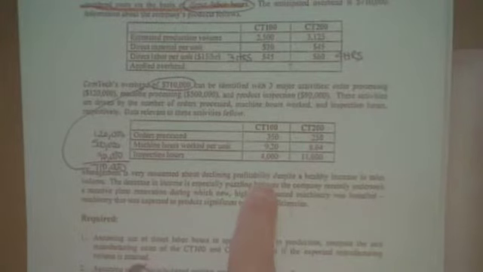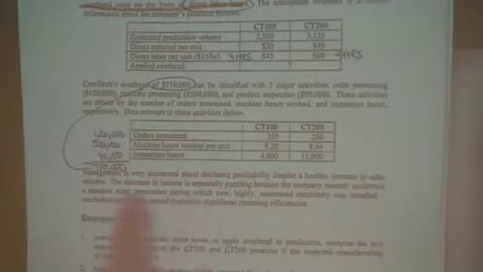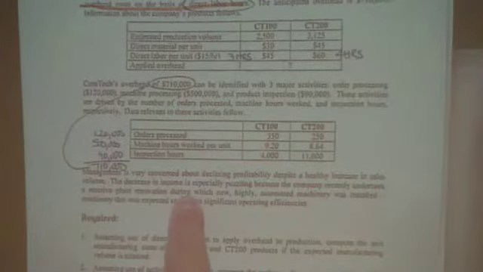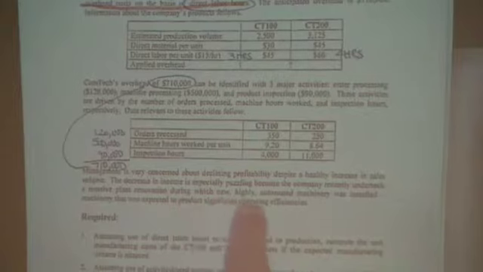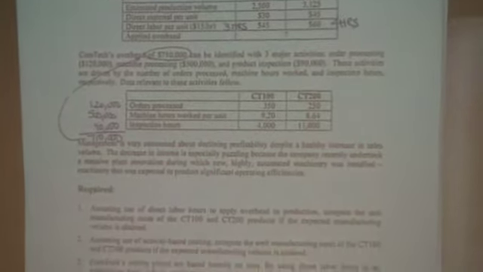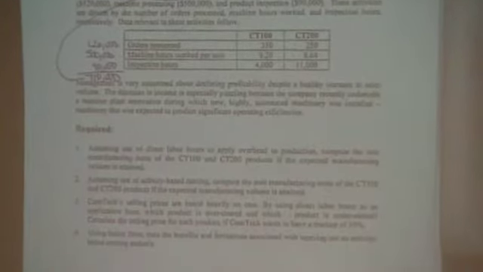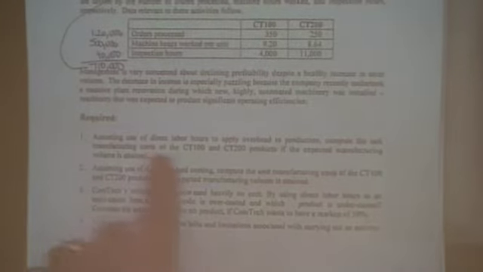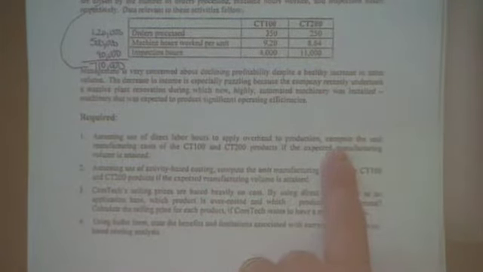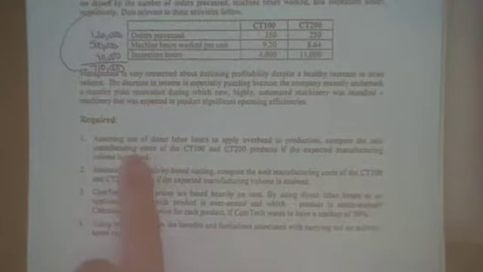Now, it says here machine hours. Now it says the management is very concerned about declining profit. And despite a healthy increase in sales volume, the decrease in income is especially puzzling because the company recently undertook a massive plant renovation during which new, highly automated machinery was installed. The machine was expected to produce significant operating efficiencies. So now they're asking us, the first one says, assuming they use direct labor to apply overhead, compute the unit manufacturing cost of CT100.